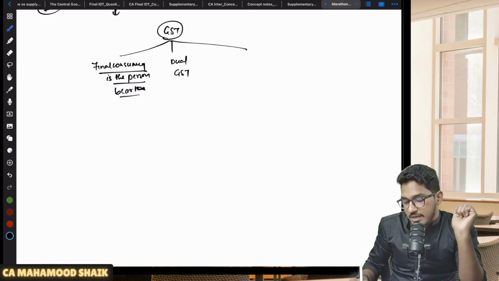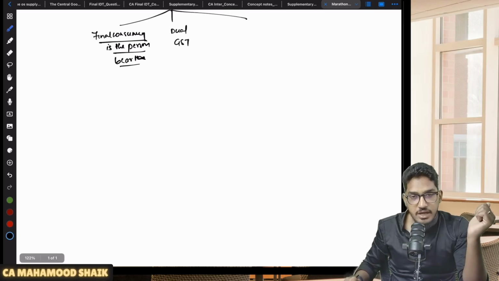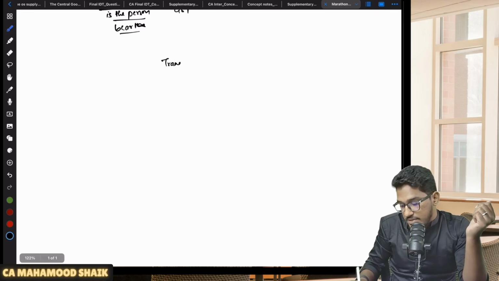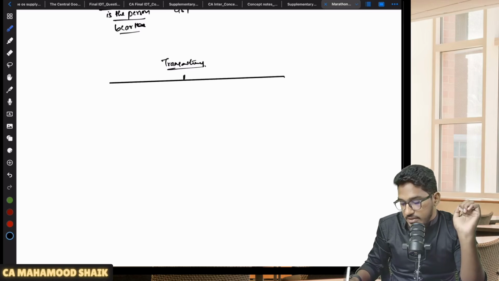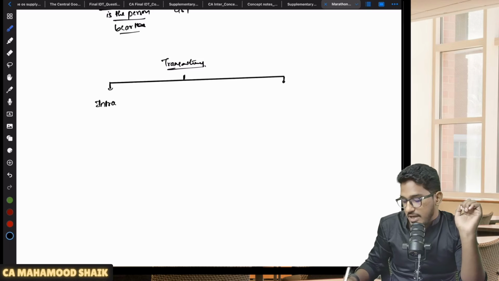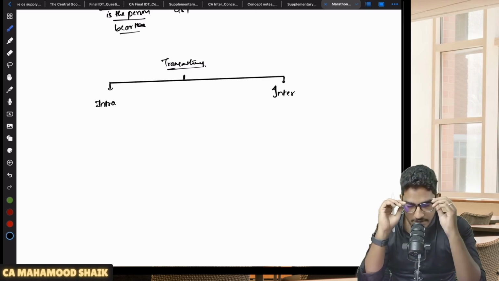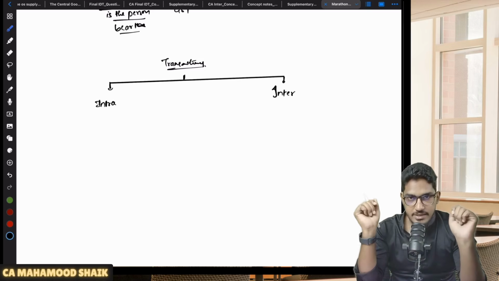In order to understand the dual GST model, and how the central government and state government will collectively impose the amount of GST, first we need to understand the types of transactions. In GST, we are going to broadly divide the transactions into two categories. One is intrastate transaction and the other one is interstate transaction.